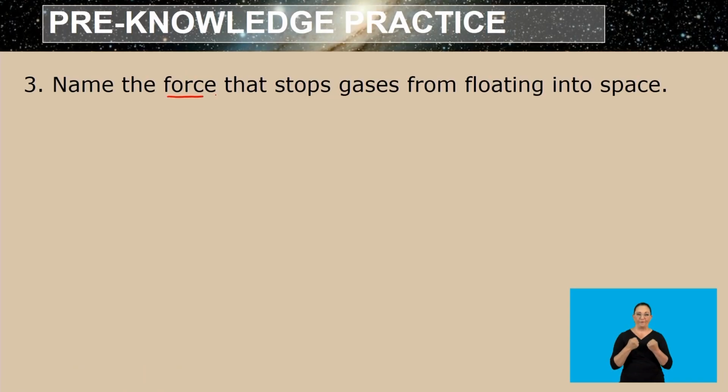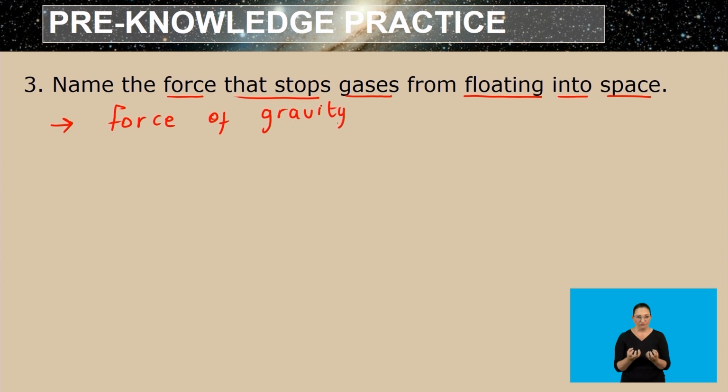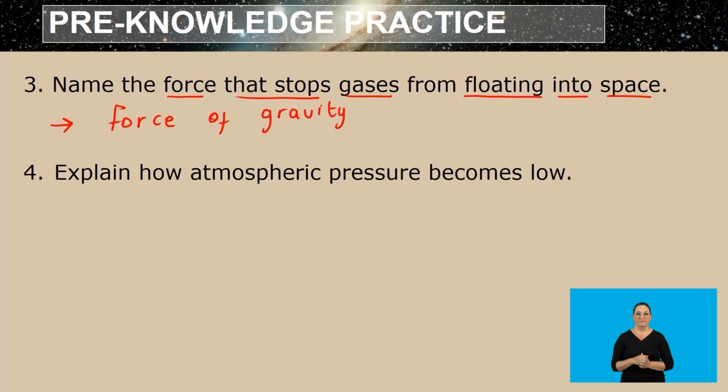Our question 3 says to us, name the force that stops gases from floating into space. If you remember, we said the force of gravity is the one that stops the gases from floating into space because it pulls everything downwards. Okay? Let's move on to the next question, which is question 4. It says, explain how atmospheric pressure becomes low.